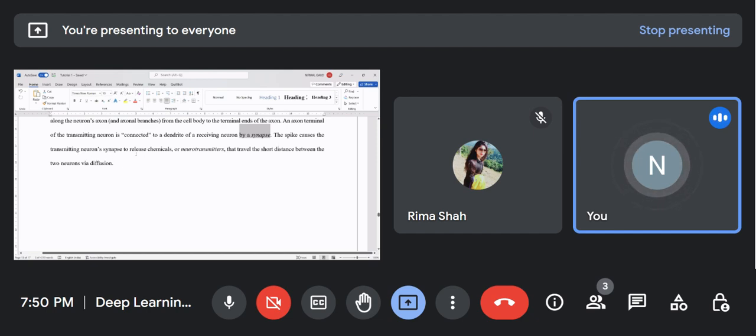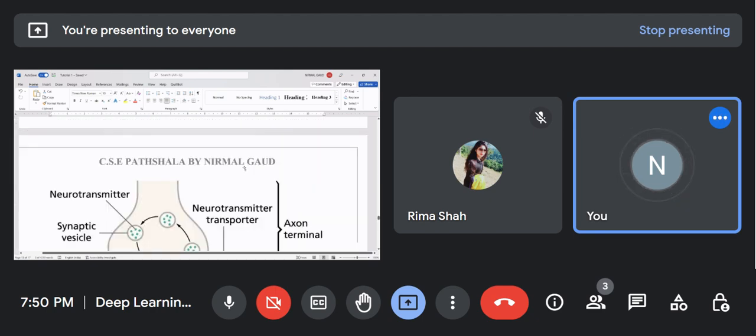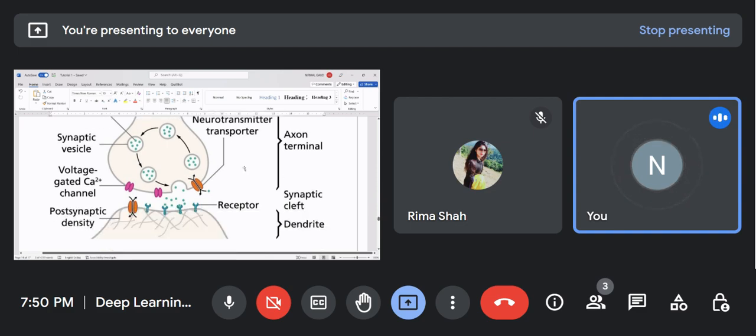And the transmitting neuron's synapse releases chemicals, neurotransmitters. Whatever operation they are performing, whatever signal or data they are transmitting, this can be done. This is how the communication is performed between the two neurons. Okay, so here you can see a much better architecture.